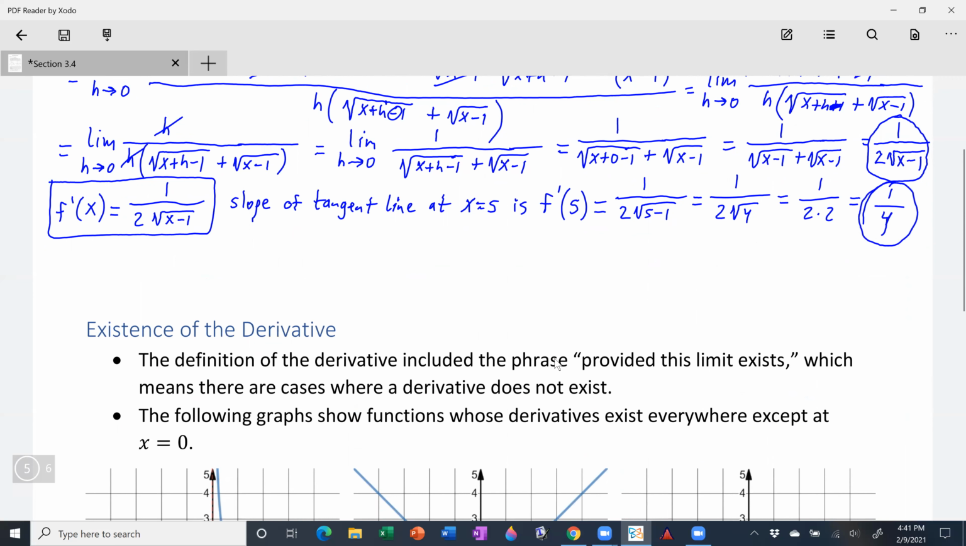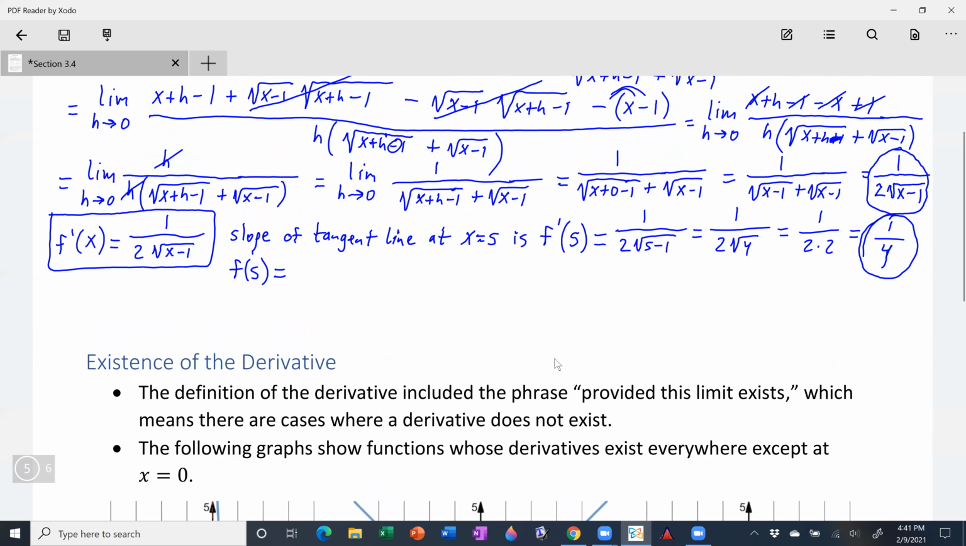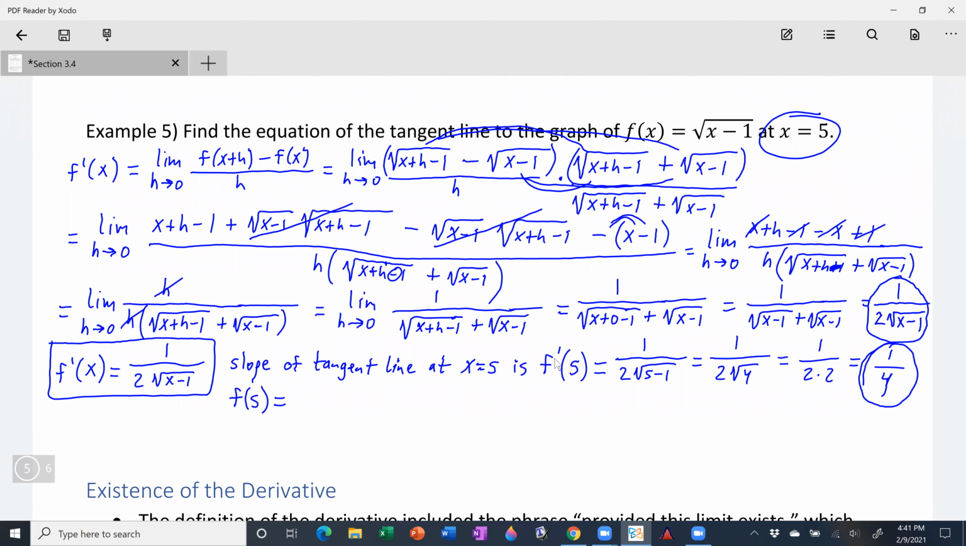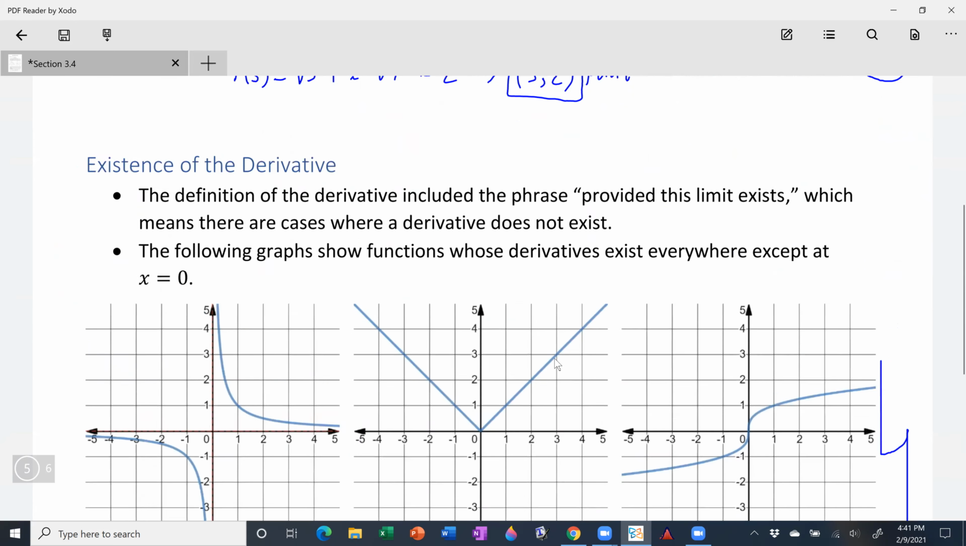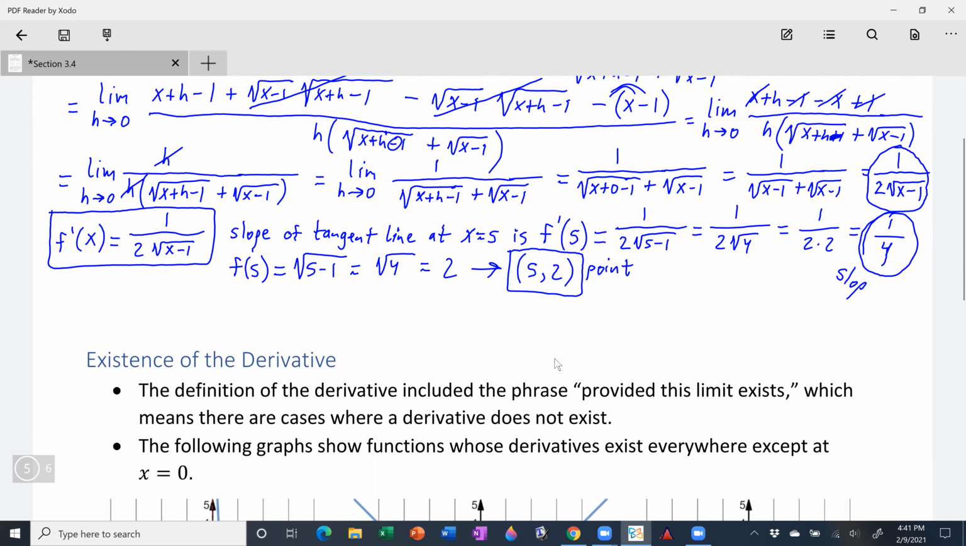Okay, so this 1/4 is the slope of the tangent line. At x equals 5, we also need to find f of 5, because we need a point and a slope. For f of 5, it's just the original function. So we get 2. So we have a point, 5, 2, and we have a slope.